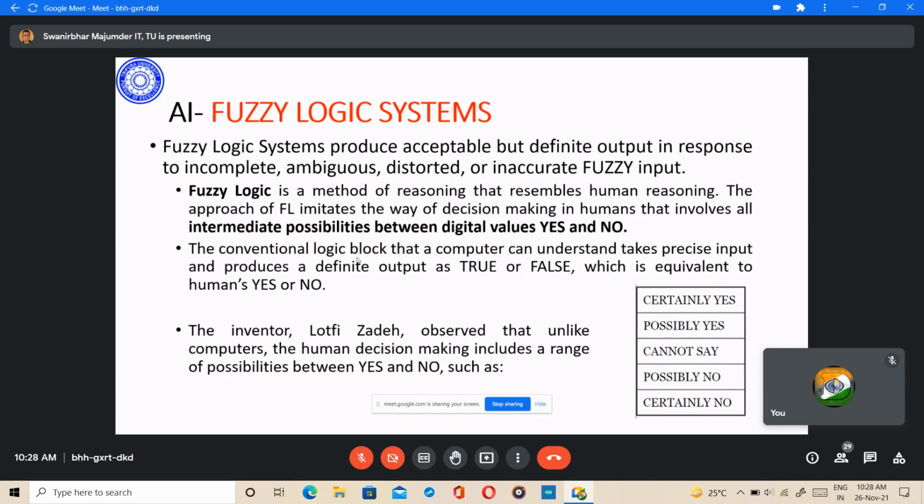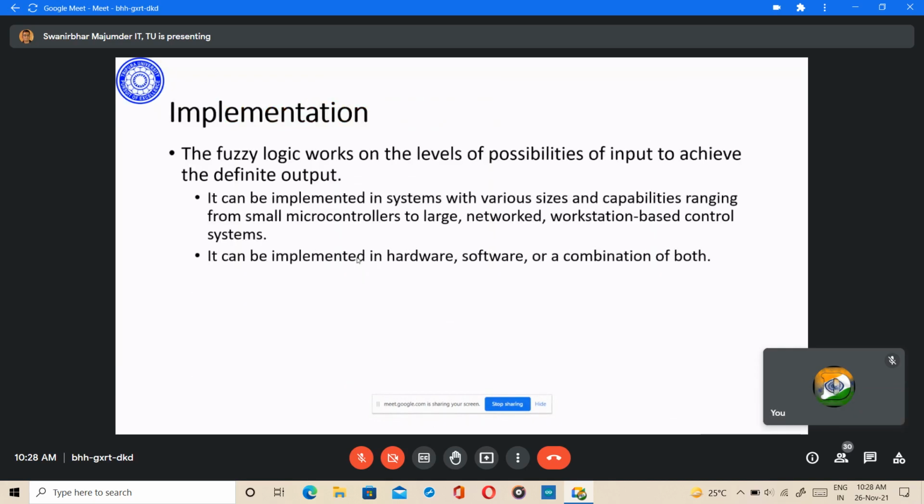Nowadays you have CMOS, so slight changes are there. But anyway, you should be keeping this into your account. Next, coming to the implementation part.